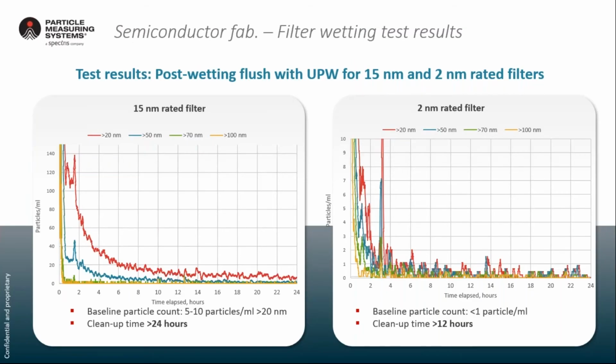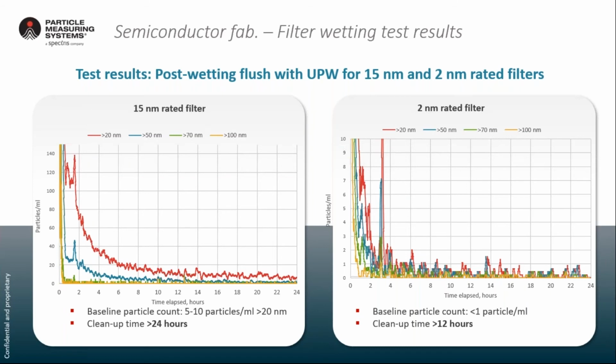And the cleanup curves are shown here for 2 different filters rated at 15 nanometers and 2 nanometers. The 15 nanometer filter cleanup curve is shown on the left-hand side. And we can see this is the particle counts plotted against the time in hours. And we can see the filter cleans up gradually to a baseline particle level around 5 to 10 particles per milliliter at 20 nanometers. And it takes quite a substantial amount of time to fully clean up. It's probably open to interpretation, but something like 24 hours.